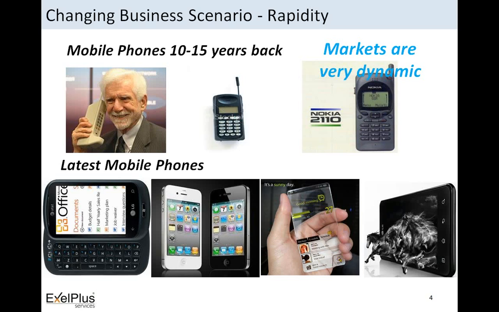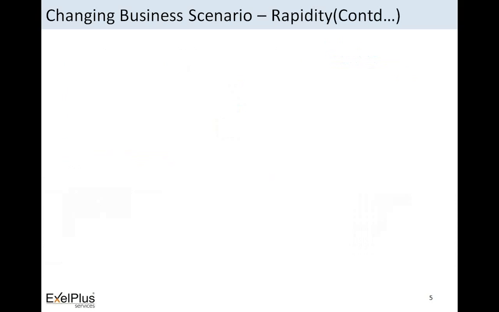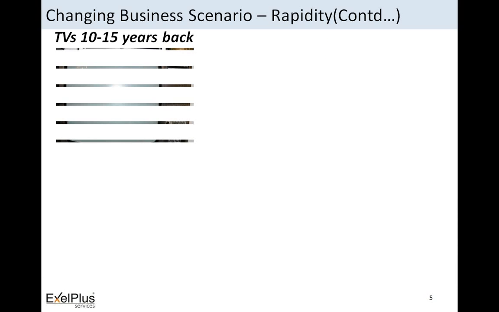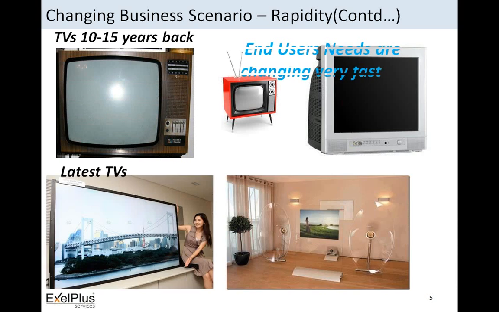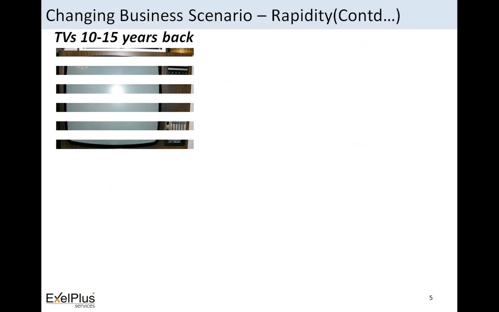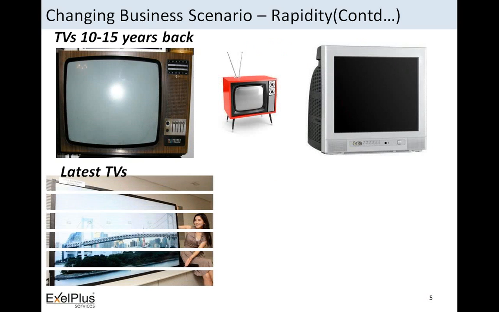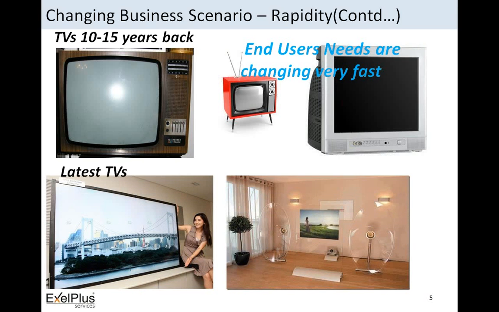It is not the way it was, and the pace at which the industry is growing and end users' needs are changing is rapid. Let's take some more examples. The TV industry. If you look at the TV industry, what kind of TVs we had 10-15 years back, and what kind of latest TVs we have.